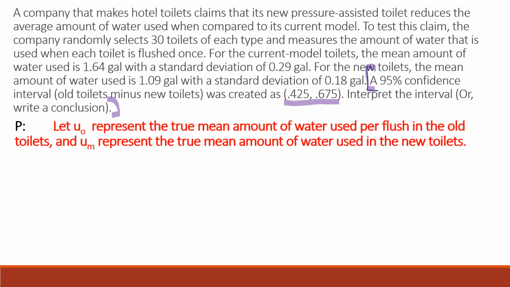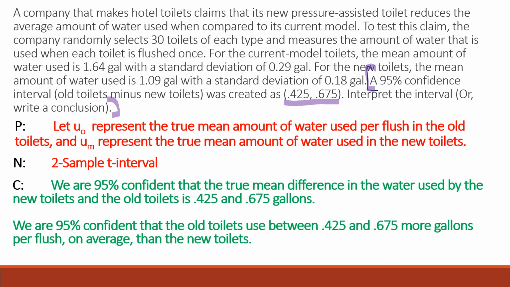All right, so we have our same parameters as before. This is a 2-sample t interval, just like the other one was a 2-sample t-test. Now, when we write this interval, you guys tend to write it like this. We are 95% confident that the true mean difference in the water used by the new toilets and old toilets is 0.425 to 0.675 gallons.